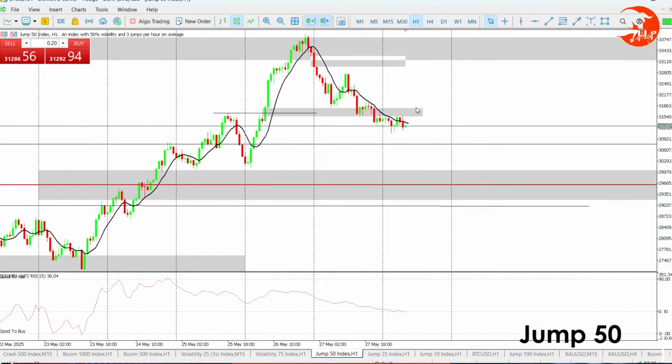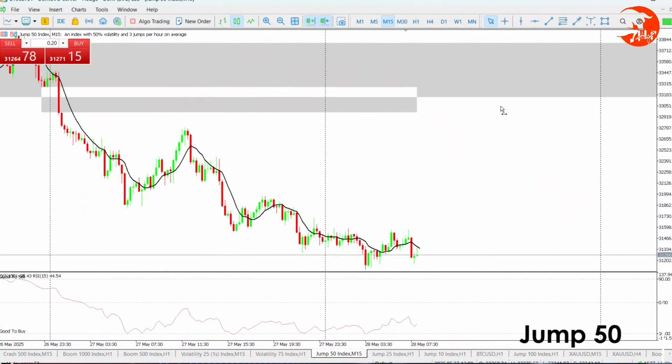Let's now look at today. This was not respected, so I can delete it. Look, the structure went higher. Weird. This is so weird. M15.